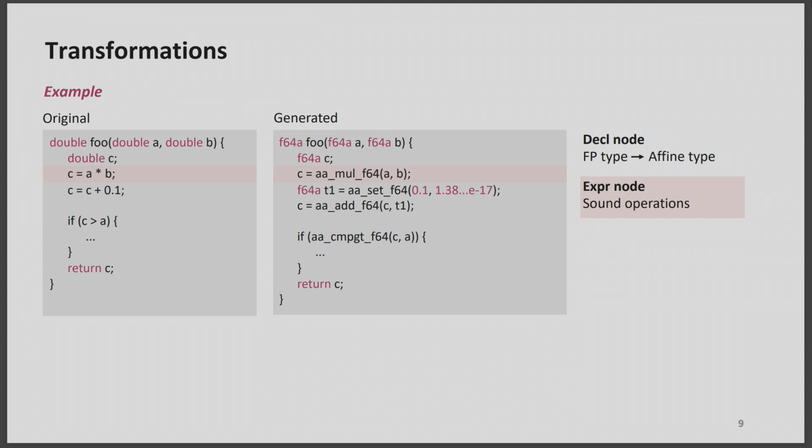This is very simple. We construct the AST and we iterate the nodes and transform every node into the equivalent operation in either affine arithmetic or interval arithmetic. For instance, expression nodes, we just replace multiplication and addition by a function call. Even constants we can replace in a sound way, because 0.1 is not representable in floating point. So we add this symbolic noise symbol also to make the constant sound.